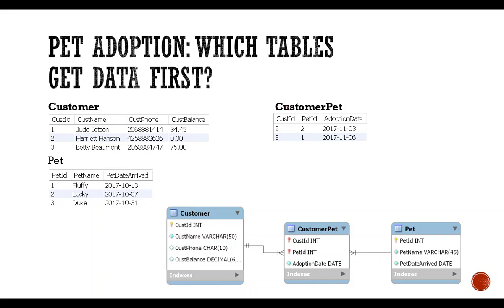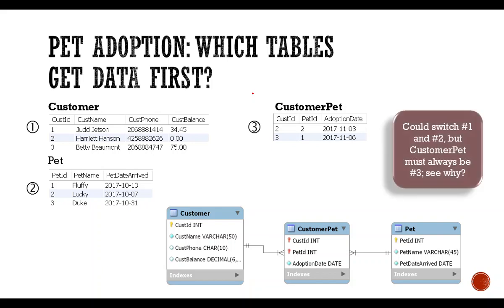So what if we want to do an exercise with that? Let's think a little bit first about what we need to do first. If we were going to try to fill in all of this data, which ones do we have to do first? Because there is an order. I would suggest that you need to follow this order: first customer, then pet, then customer pet. Now, you could switch those first two. You could do pet and then customer, but this one always has to be done last.